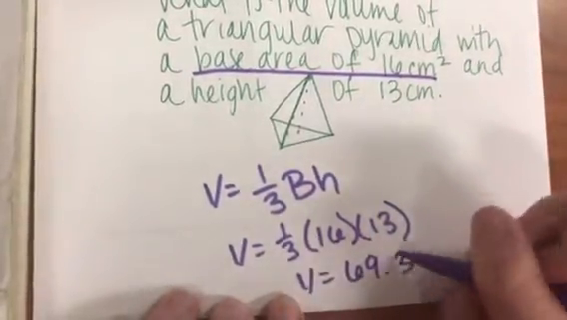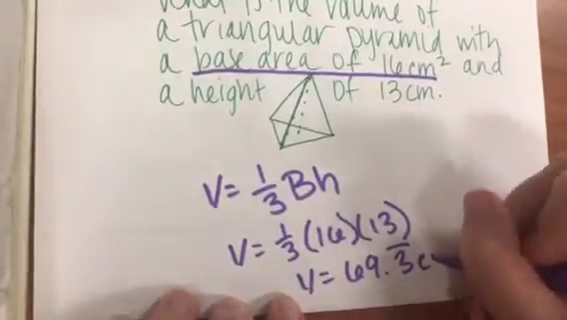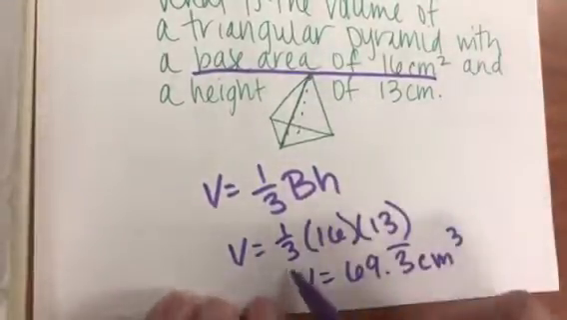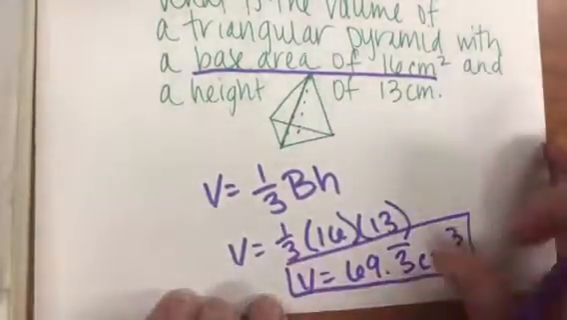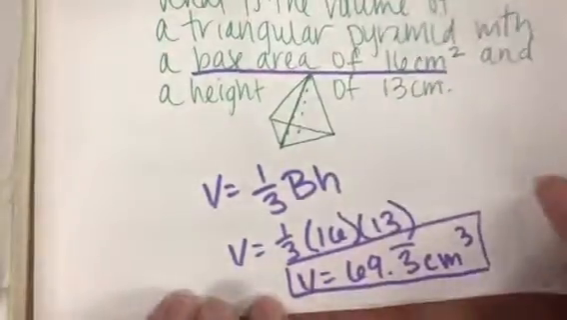69.33 repeating centimeters cubed. Why am I doing cubed, Miss Green? Because we're doing volume and it's 3-dimensional. I love it. That was easy. I mean, I know, seriously.